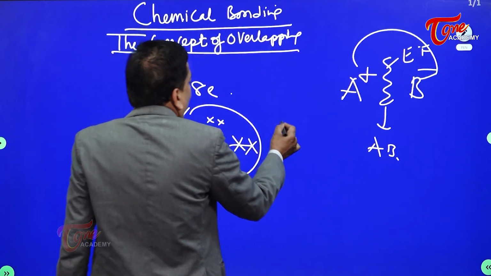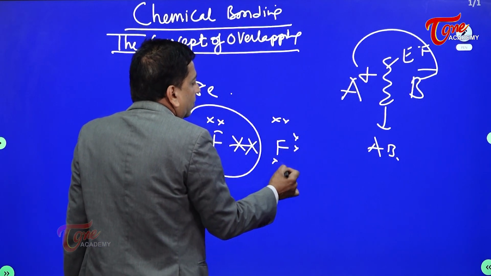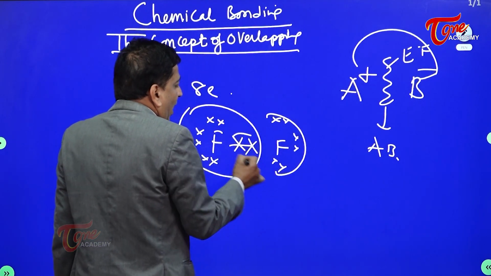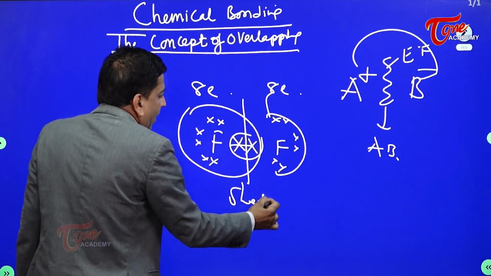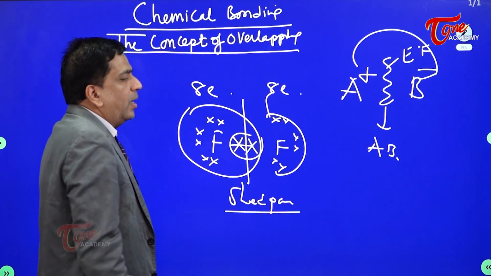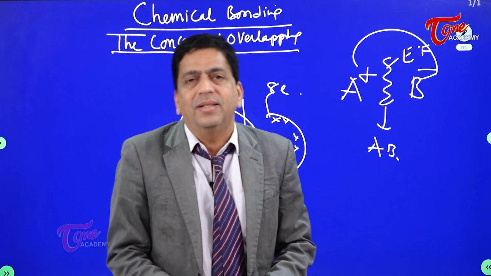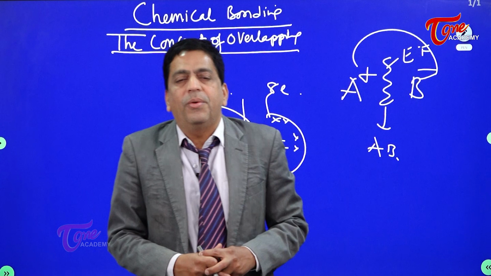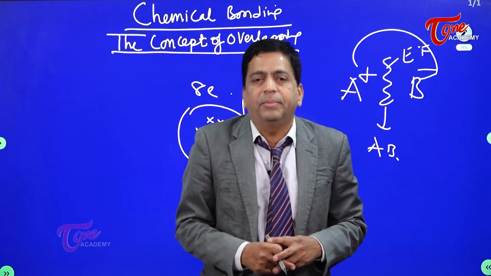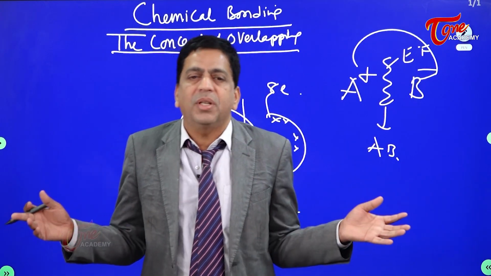Similarly, this is also getting what? Octet. So this is 6 and 2. So this is 8 electrons. This is called the shared pair, and both are achieving octet, and this is how they live happily. This is the story. Right? Remember, all this is fine. All this is absolutely fine.